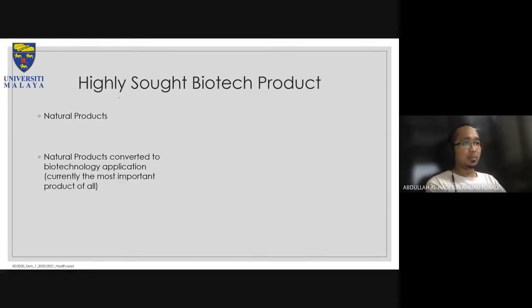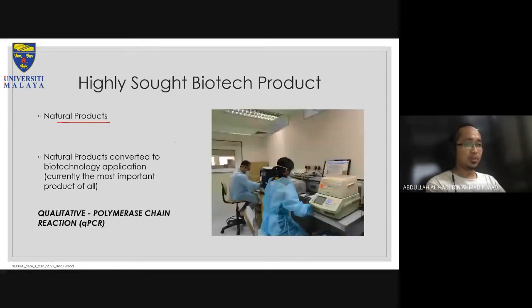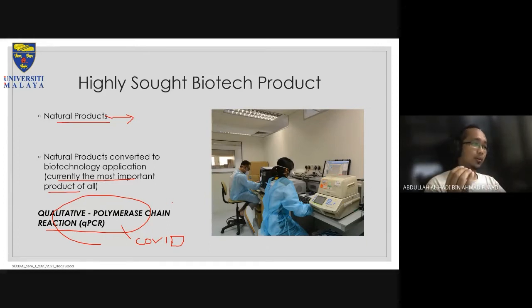Okay, so these are some examples of highly sought biotechnological products. You have natural products. I'm sure Prof. Alija has covered in some of her lectures about natural products, so you are well versed about natural products, and also natural products that can be converted to a biotechnological application. Currently, the most important product of all is the polymerase chain reaction. We all heard about PCR nowadays, PCR in doing COVID-19. That is one of the products of biotechnology. By learning about what biological DNA replication does, you try to extract the technology and then do it in the lab. That is a PCR machine, and that machine is basically doing what our cells have been doing for eons.